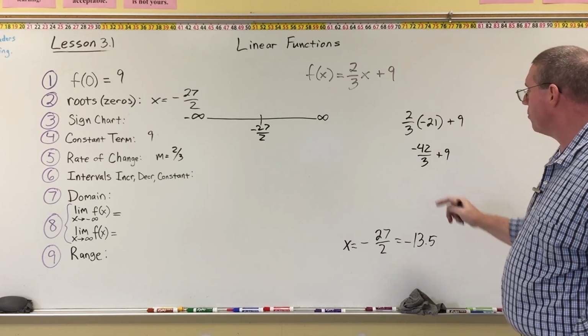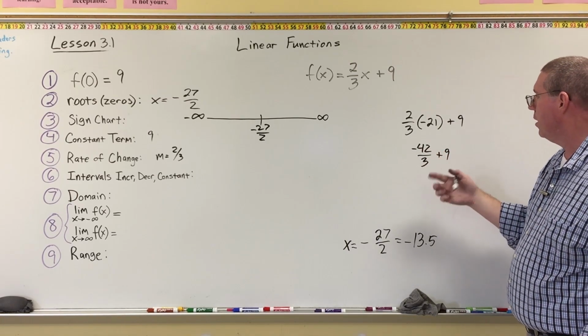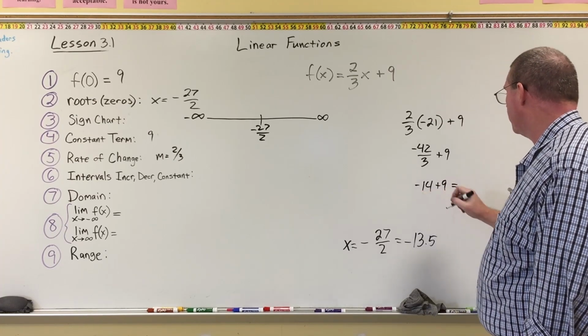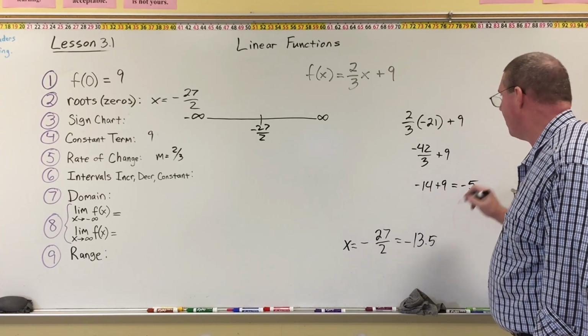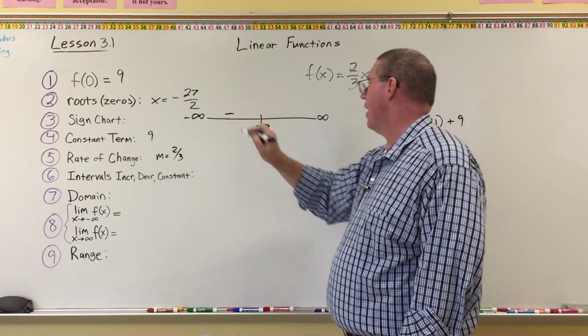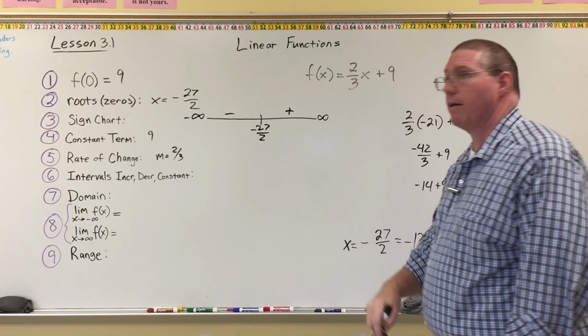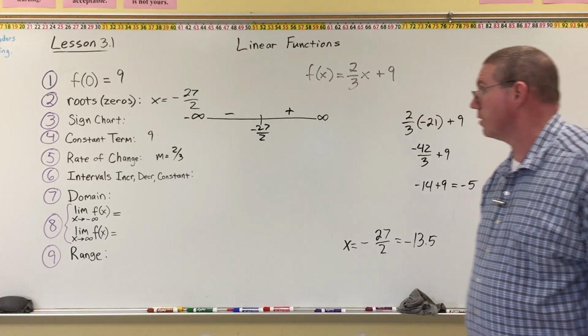Negative 42 divided by 3, you can actually divide 3 into 42. It's 14. So we got negative 14 plus 9. Negative 14 plus 9 is equal to negative 5, and so we have a negative value on the left. Because we have negative values on the left, we must have positive values on the right. And so we're done with the sign chart.